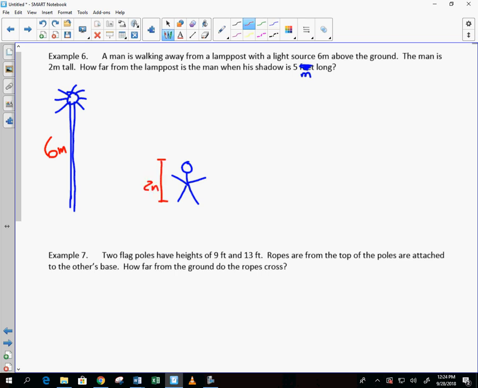Okay, so lamppost 6 meters. The dude is 2 meters tall. He's got a really long neck. And it says that his shadow is, no torso, the length of the shadow is 5 meters in length. And the question is, what is his distance from the lamp pole? Any thoughts? What do we do?